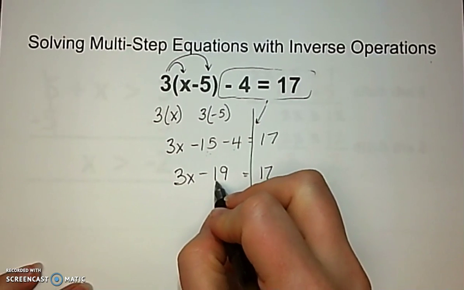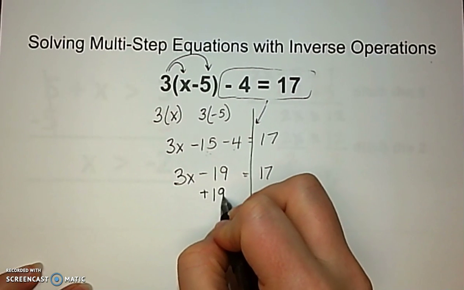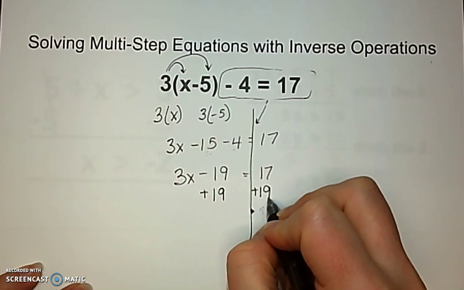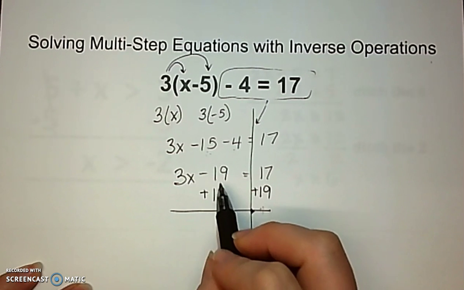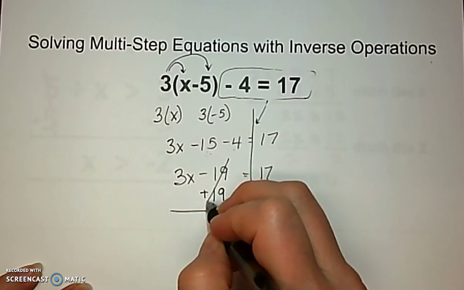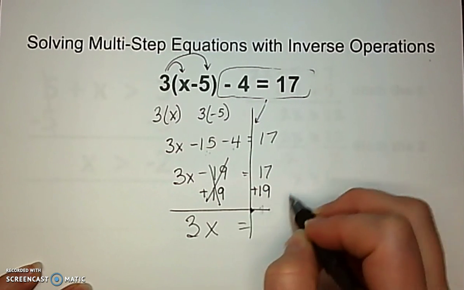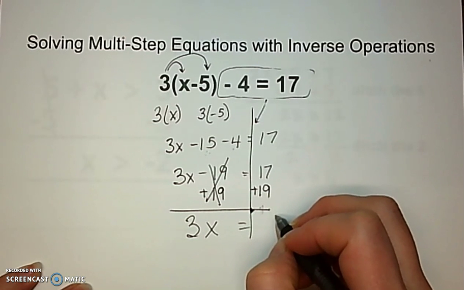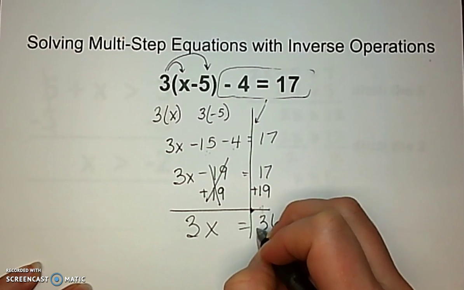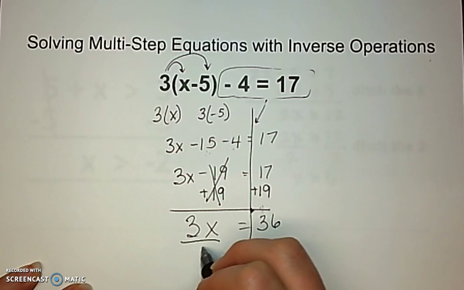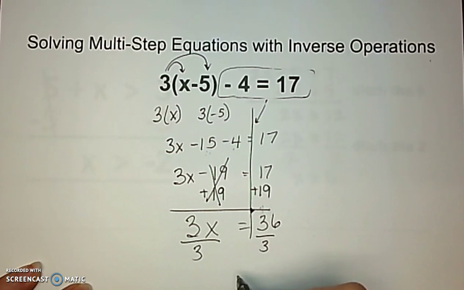Now to get rid of that negative 19 and get the 3x by itself, which is my end goal, negative 19 plus 19, those cancel out. I still have a 3x. 17 plus 19 gives me 36. Well, 3 times what number equals 36? So I divide, and x equals 12.